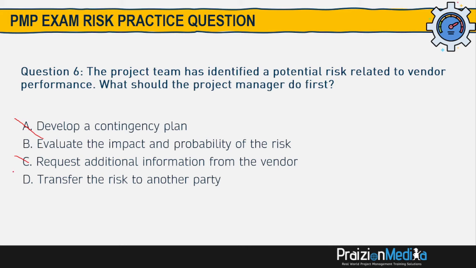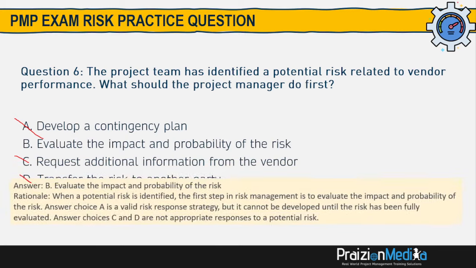D says transfer the risk to another party. Transferring the risk to another party just means that you're not really dealing with what is at hand. You really should analyze the context of the risk. Evaluate the impact, evaluate the probability. Yeah, there's a potential risk, but what if it's not as significant? So D would not be the best option. The best option based on what we can see here is B for a number of reasons.